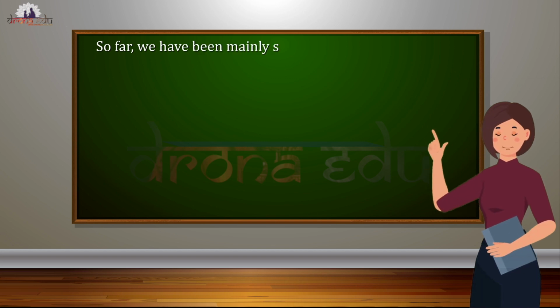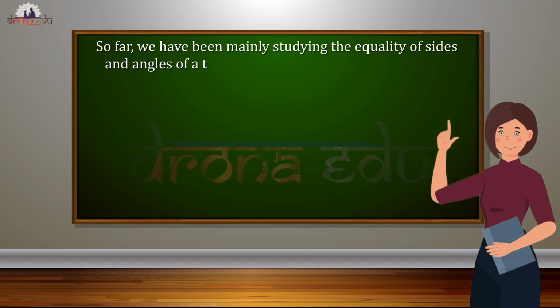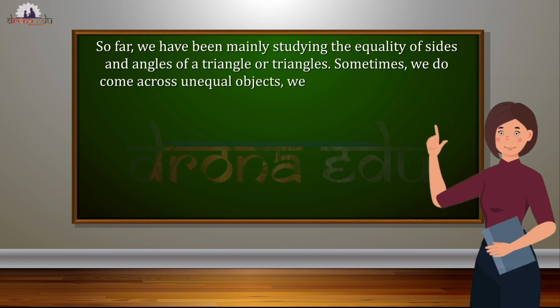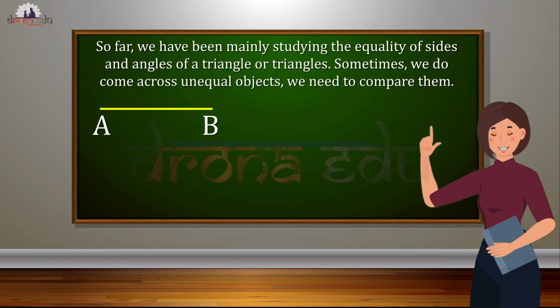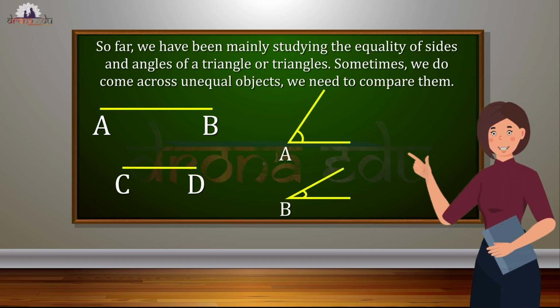Studying about the equality of sides and the angles of a triangle. But sometimes we do come across unequal objects, right? So where we need to compare them. For example, the line segment AB. Here, if you observe, the line segment AB is greater in length when compared with the line segment CD, and this angle A is greater than the angle B.